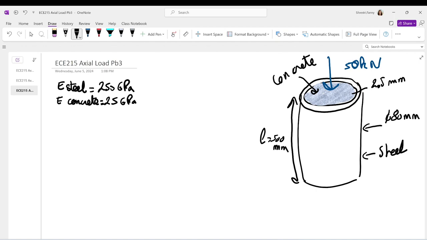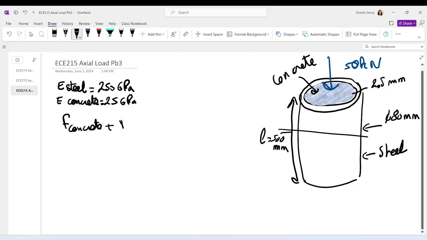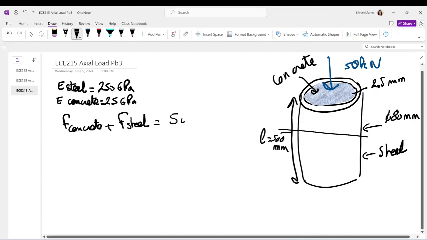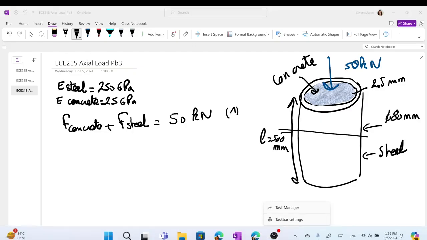If we do a cut anywhere, let's say in the middle there, we know that the force in the concrete plus the force in the steel will be equal to 50 kilonewton. The 50 kilonewton is on the area of both of them together, but the force inside both pipes will be different because they are not able to take the forces the same way. So this is equation number one, and we have two unknowns.